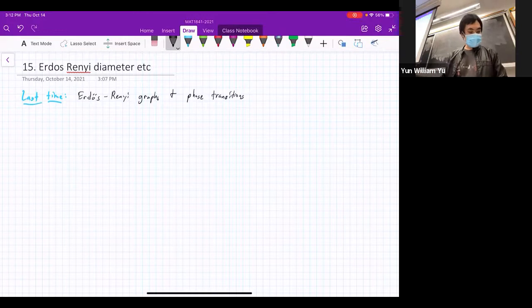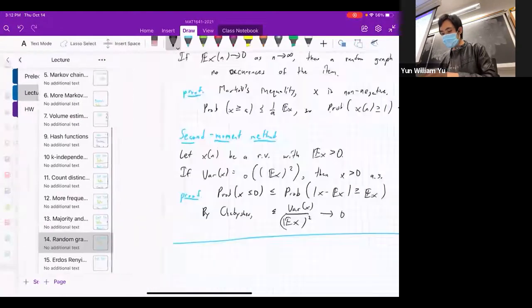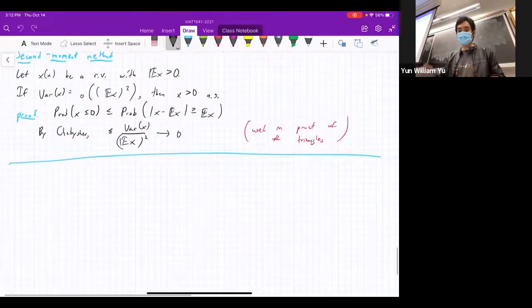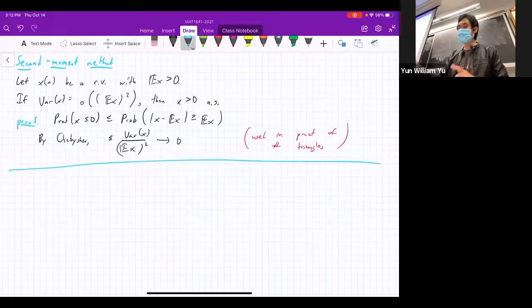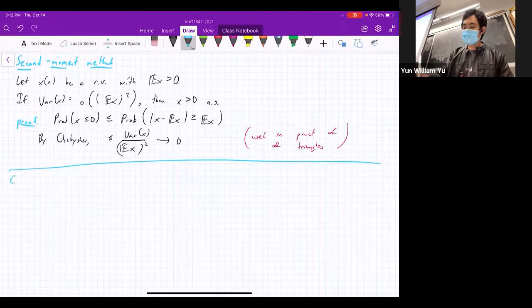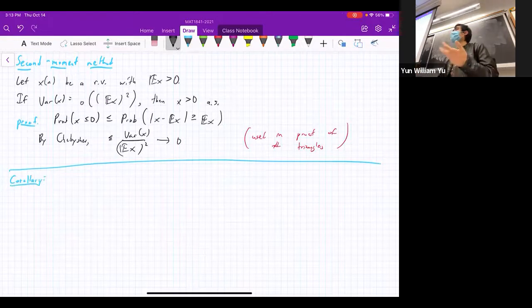Now, I think we ended last time with the second moment method, and I'm not sure I discussed the corollary of it. So let me go ahead and write this corollary in on these notes, since it's a corollary of the second moment method, basically just formalizing the proof we used for the triangles. Remember, the second moment method says that if you have a random variable X with expectation of X greater than 0, and the variance is little o of the expectation squared, then X is greater than 0 almost surely. Basically, if the variance is much smaller than the expectation squared, then with high likelihood, you're not going to hit 0.